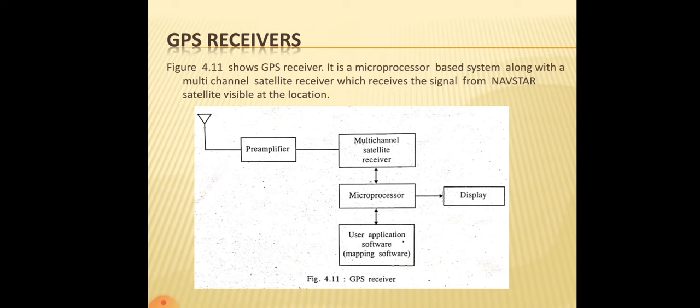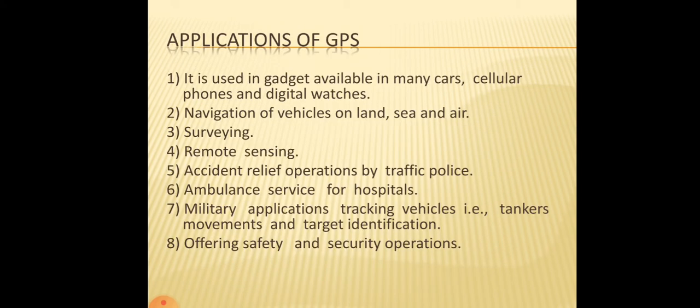Then the location data can be combined with application software such as mapping software. Okay, so you will be having Google Maps and all that. That is the application software. The next one, what are the applications of GPS we will be studying.